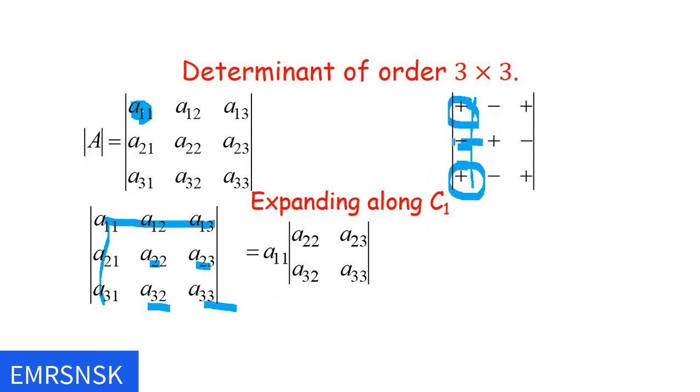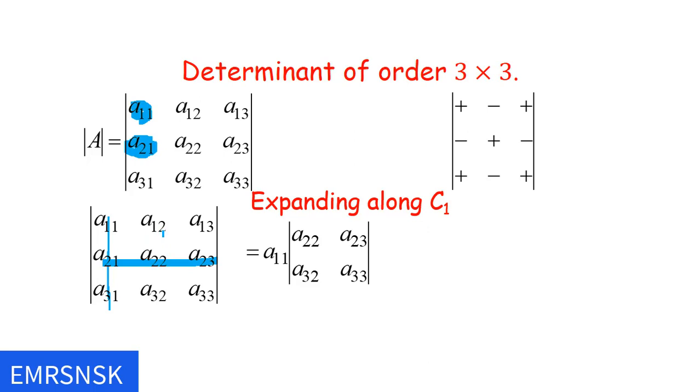Similarly, what is the second element? Minus. The second element is minus. So minus of this A21, because we are expanding along column C1. Since you are expanding along C1, you will eliminate second row and first column. After eliminating second row and first column, you are left with A12, A13 and A32, A33.